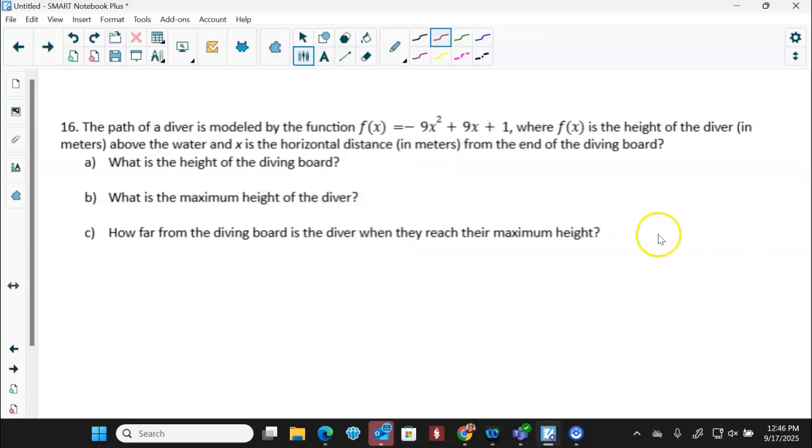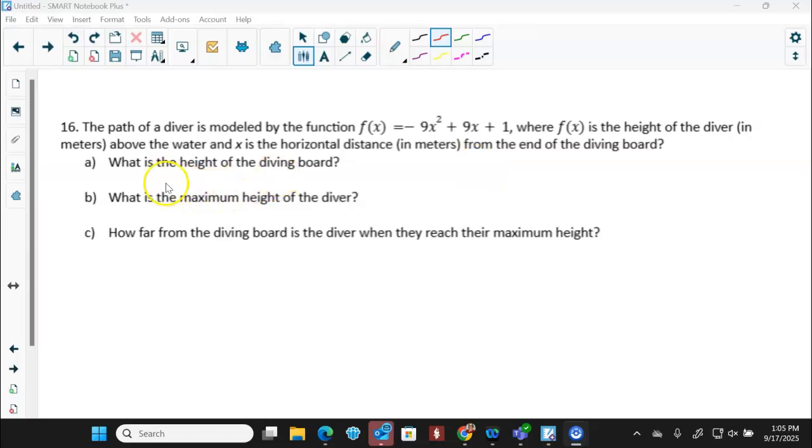All right, so this is a real-world question. Okay, all right, guys, so question 16 is a real-life situation. It's the path of a diver. It's modeled by the function f of x equals -9x squared plus 9x plus 1, where the y value is the height in meters, and the x value is your horizontal distance in meters, okay?